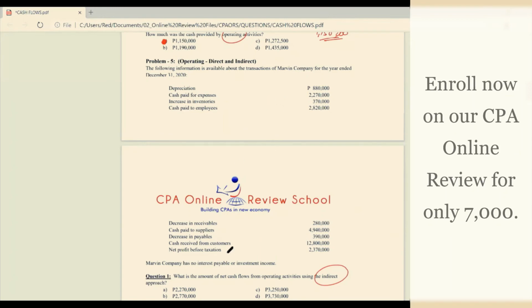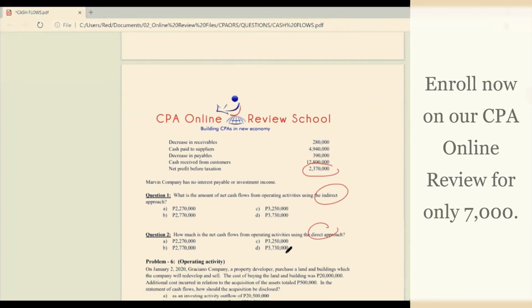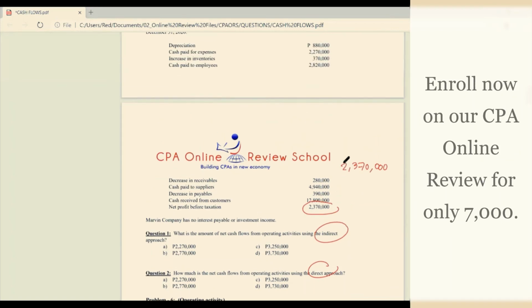So sa indirect method, ang kailangan mo sa indirect method is yung income mo or yung net profit mo before taxation. And given na 2,370,000. Okay? So lagay mo lang siya dito. Dito tayo sa gilid magko-compute 2,370,000. Yan, lagay natin siya dyan. Indirect ang gamit natin. Ano ang sunod na gagawin? Mag-a-adjust ka for non-cash expenses and non-cash income.